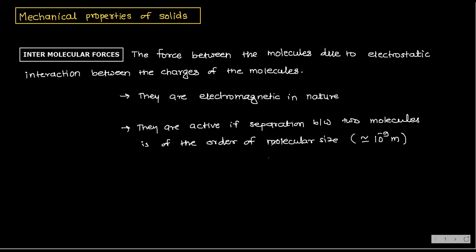For example, suppose this is a molecule, and this is another molecule. So the size of this molecule is what? 1 nanometer. So this separating distance also should be 1 nanometer. Understand? Then only it is valid. That is the meaning of this. Got it?